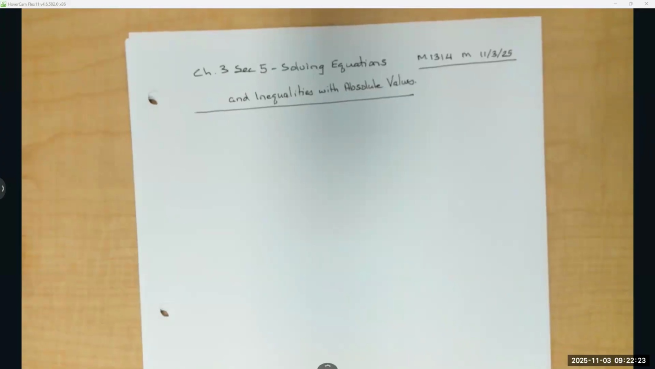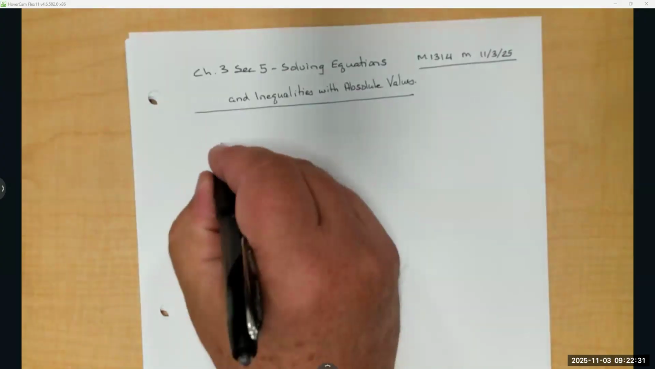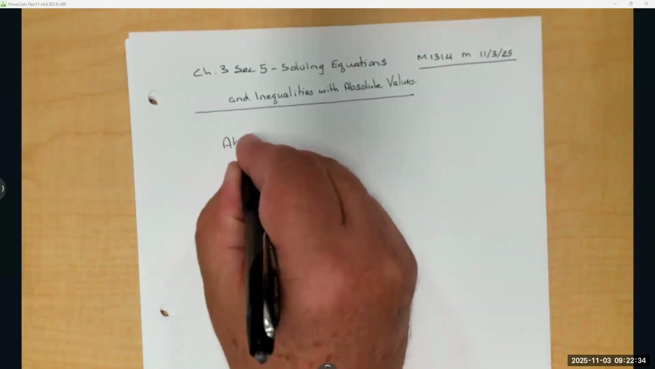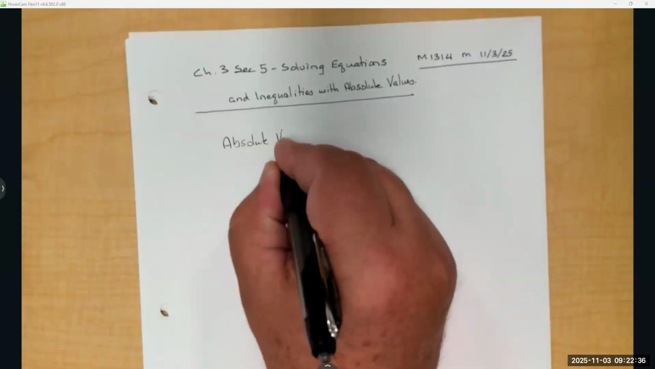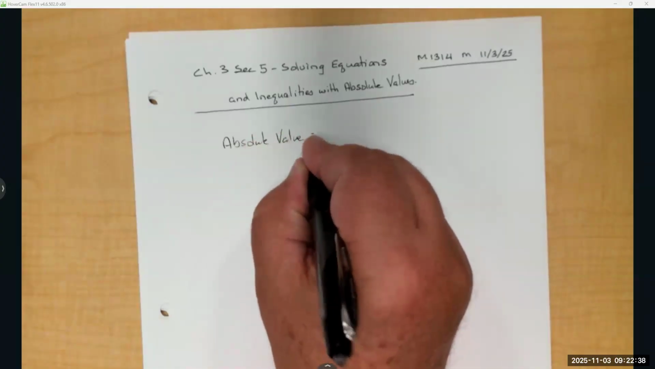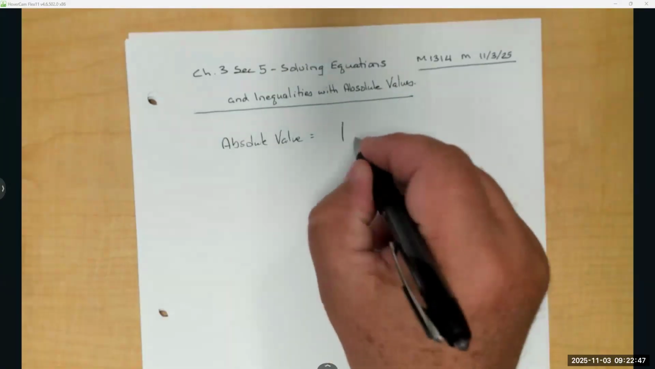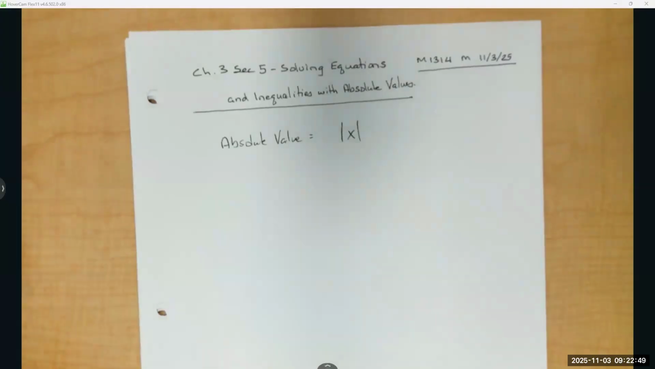The last section deals with solving equations and inequalities with absolute values. What is an absolute value? What does it look like? Very good. What does it tell us? What does it mean? What does absolute value refer to?